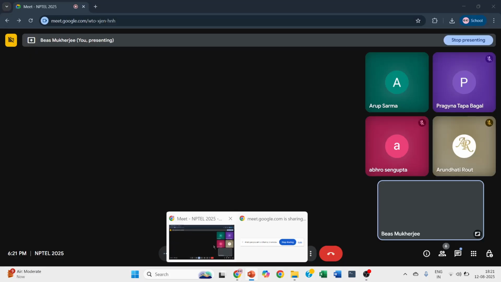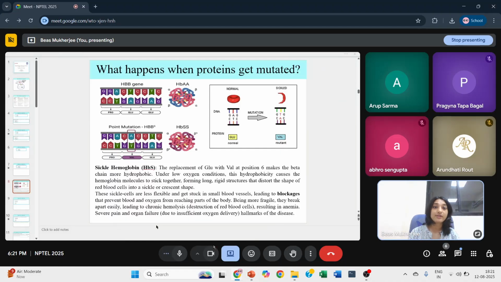So now we will look at what happens when proteins get mutated. That is something that is a real life problem. There are so many different diseases that are caused because of mutations in these proteins. One of the very common examples, and you have already read a lot about this, is sickle cell anemia. So what happens in sickle cell anemia?